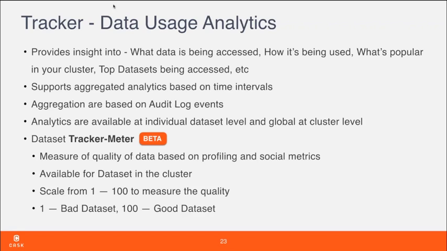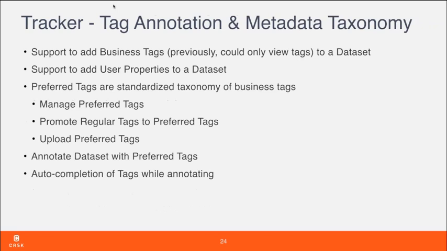1 is generally a really bad dataset that is having a lot of problems. The quality is not good. 100 is a good dataset that has been really widely used and has really good quality data. That's the data usage analytics part of it.